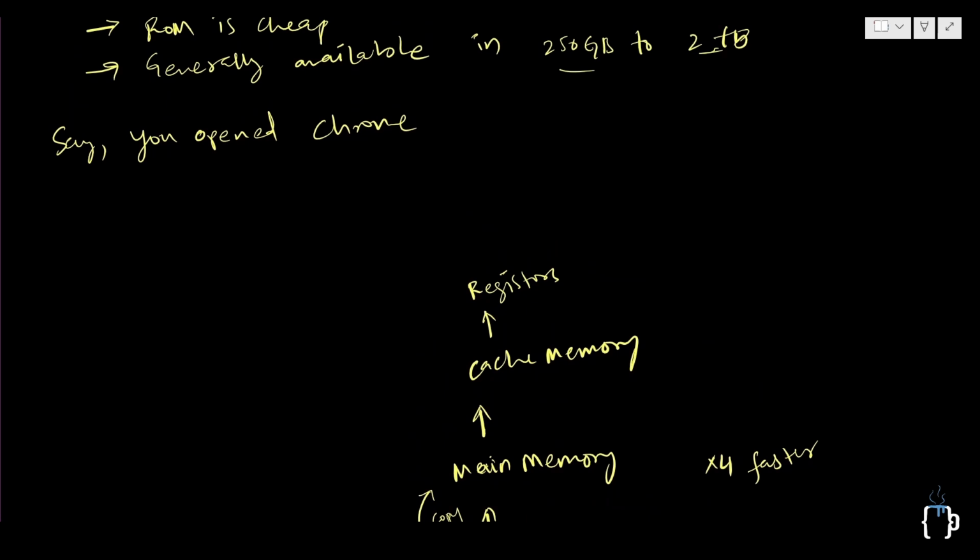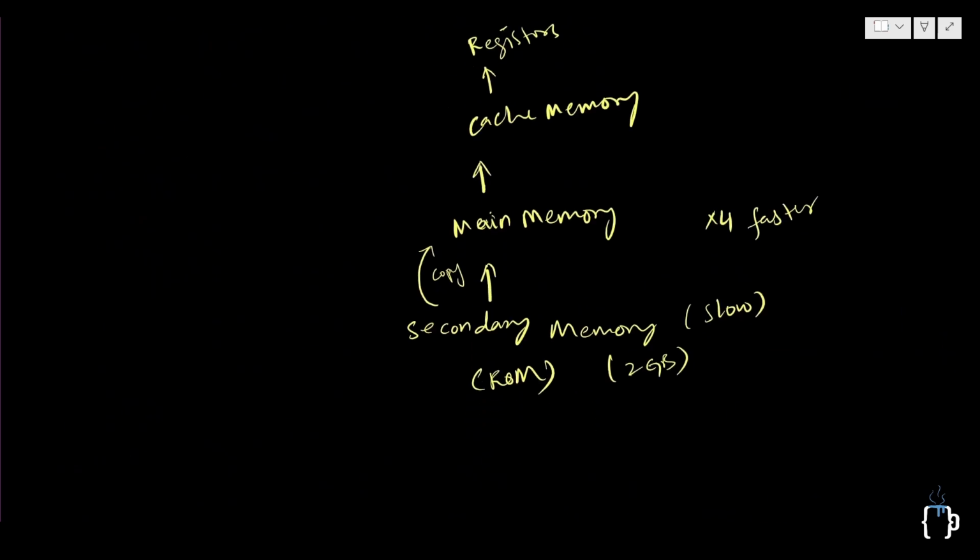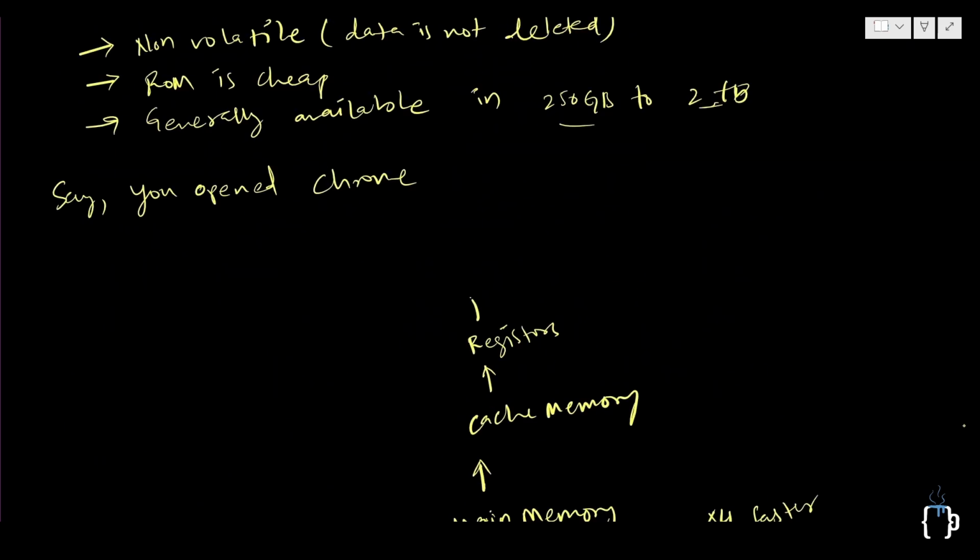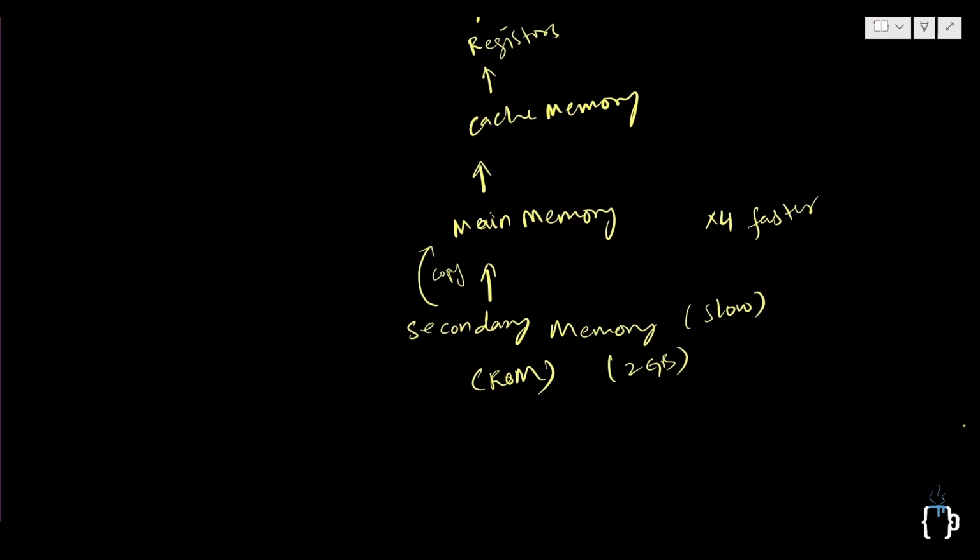Registers are located within the CPU itself. The cache memory is closely connected to the CPU, and these registers are within the CPU itself, as I have shown you here. These registers feed data to the ALU and CU. This is what happens when you open Chrome. Chrome is present in the secondary memory and is loaded onto the main memory. And here, main memory is nothing but RAM.